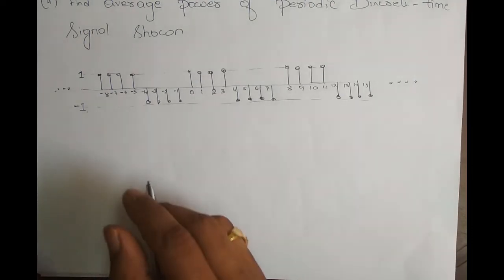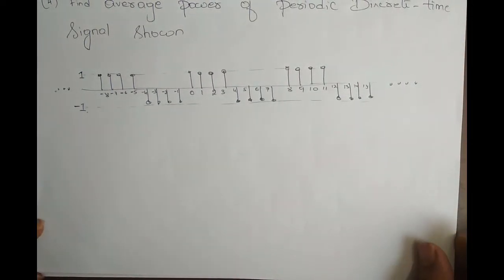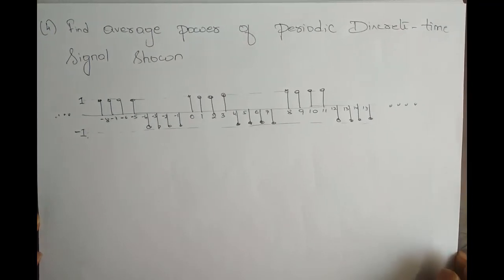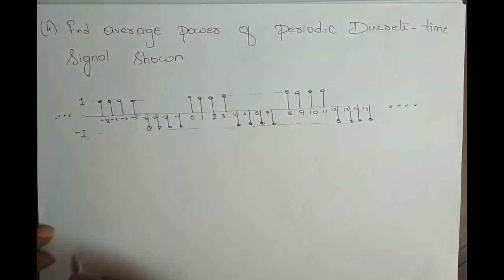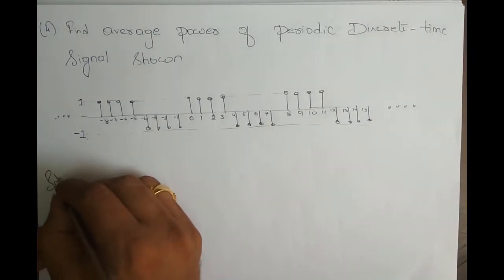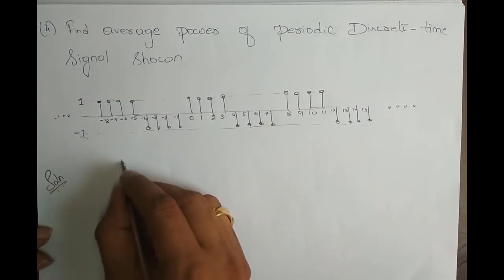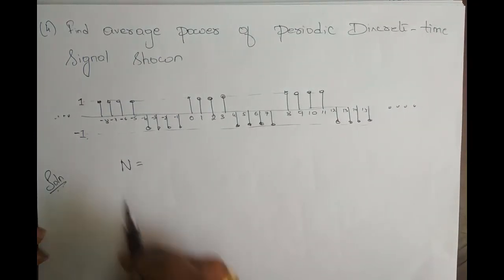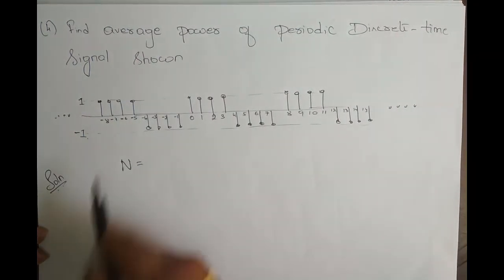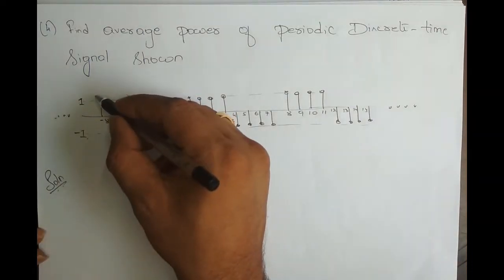We'll take up one more problem on a discrete time signal. Here I need to find the RMS power of the periodic discrete time signal shown. Solution: what is the fundamental period N here? After how many samples is the signal repeating? Is it 4 or is it 8? It is 8, right?